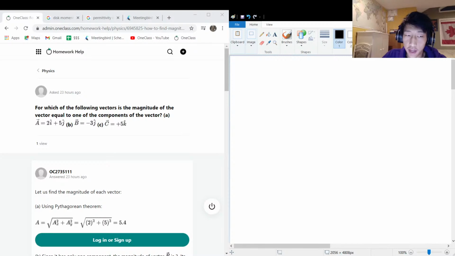It's a great time. Anyways, the next question that we got on the menu today is, for which of the following vectors, we got three options here, is the magnitude of the vector equal to one of the components of the vector? Okay, so first let's talk about how do we find the magnitude of a vector.